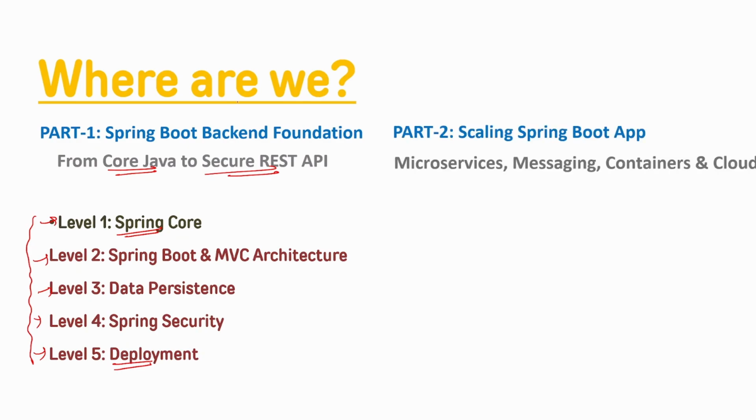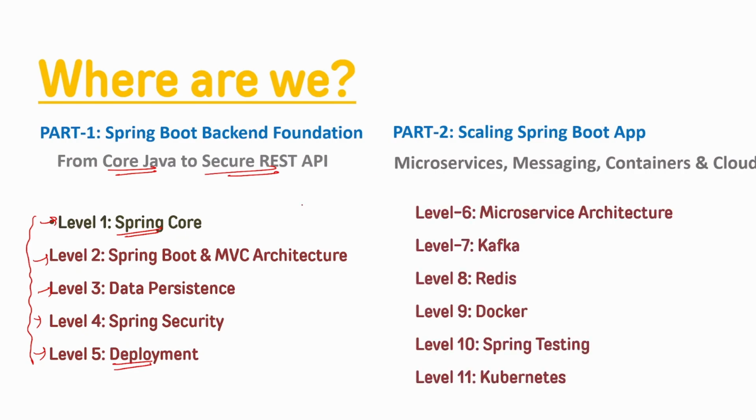In part 2 we will learn about how we can scale our Spring Boot application using different methods. We will learn about the microservice architecture, how we can do event driven programming using Kafka, how we can use Redis to improve the performance, and how we can containerize our application using Docker. Then we will learn about Spring Boot testing, and finally Kubernetes. This is going to be an in-depth course in which I will teach you everything in great detail with real life practical examples.